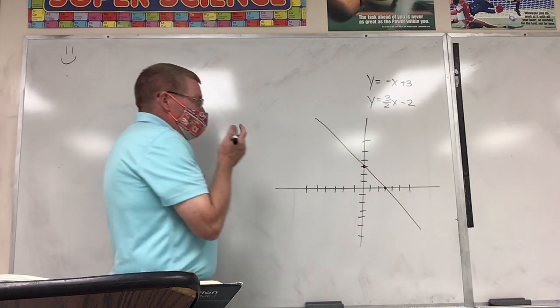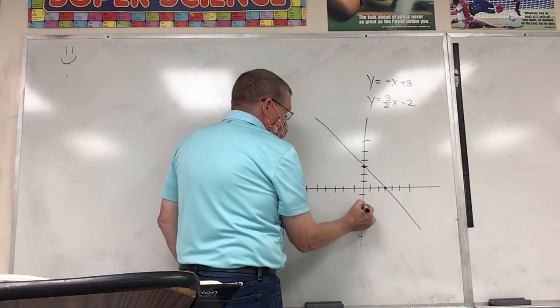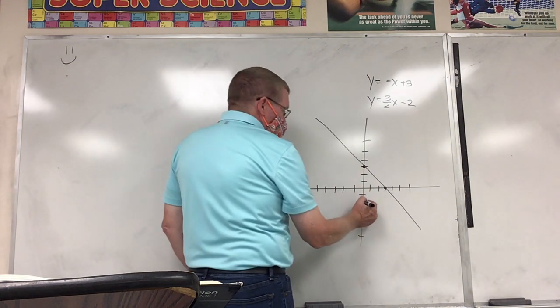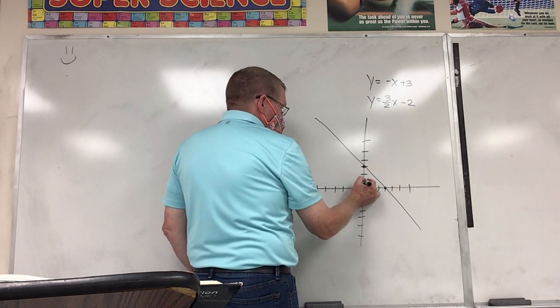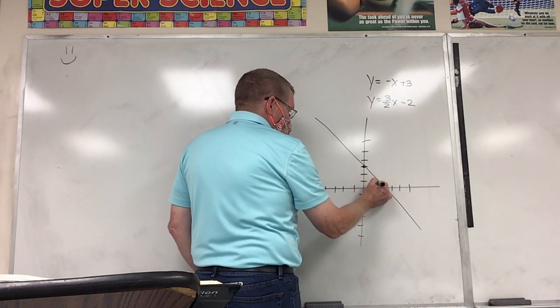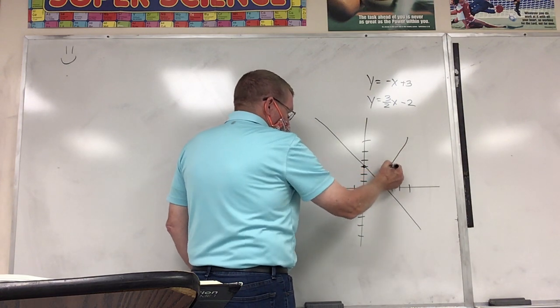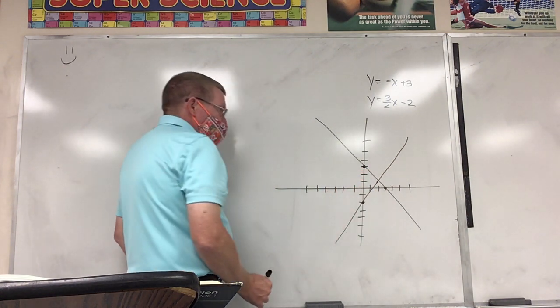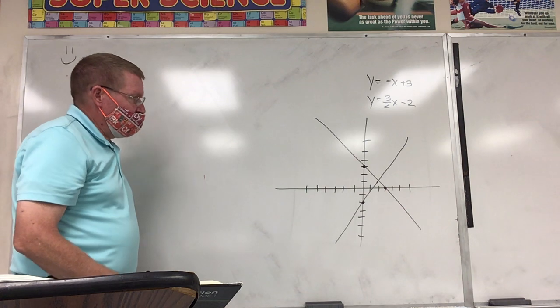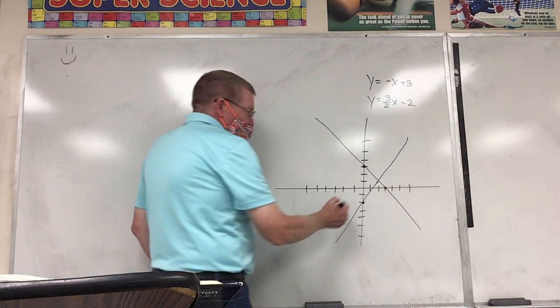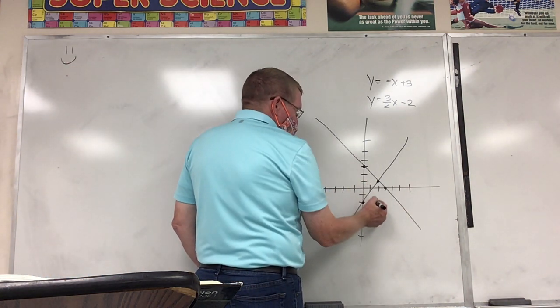My next one starts at -2 and goes up 3, across 2. 1, 2, 3, across 2. So here's my line here. When I look at this, it looks like it crosses right there, which is (2, 1).